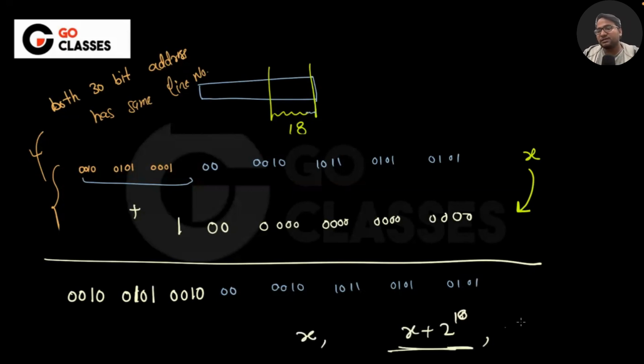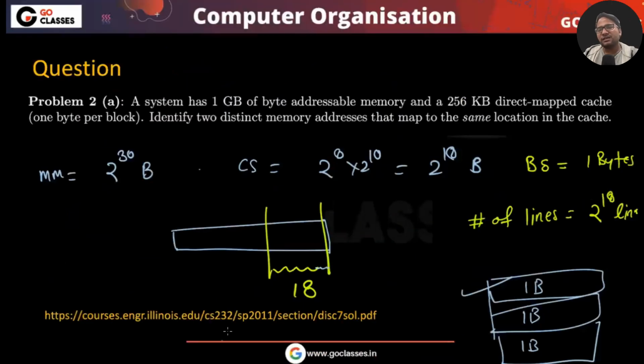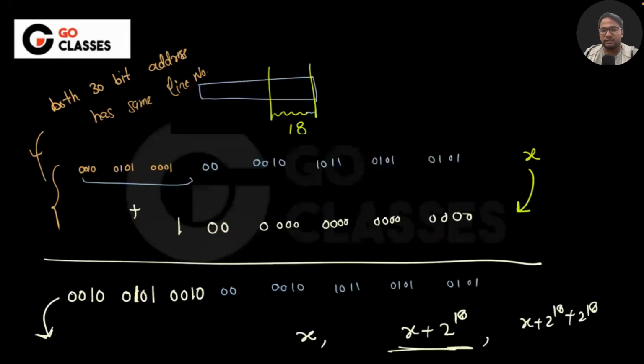What is the next address? X plus 2 power 18 plus 2 power 18, right? I mean, you can think like it is a new question. From this, you add one more one here, right? This is sharing the same line number. So if X has some line number, then X plus 2 power 18 is sharing the same line number. Anyway, I'm just doing it too much, I think. But have you understood? So they're just asking any two addresses. We have given some address, right? That is fine.